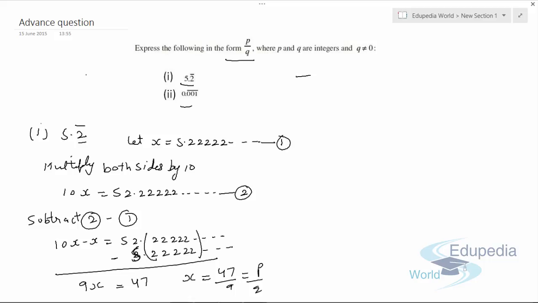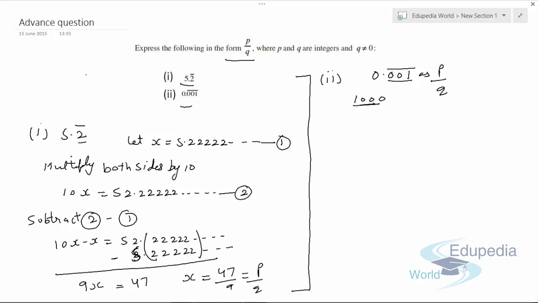Now let's discuss the second part. The second part is, we have to express 0.001 bar as p by q form. Now clearly in this number we have a bar upon 3 numbers, so we have to multiply it with 1000. So you have to watch this part very carefully. You always have to remember how many digits the bar covers over the number in the question.